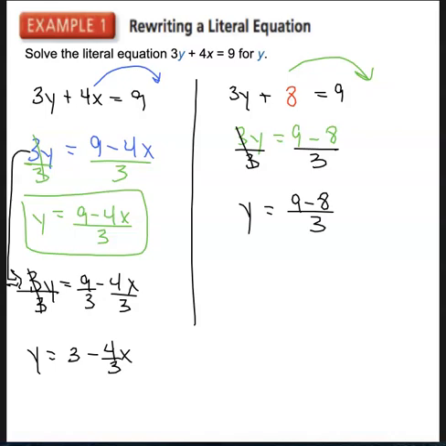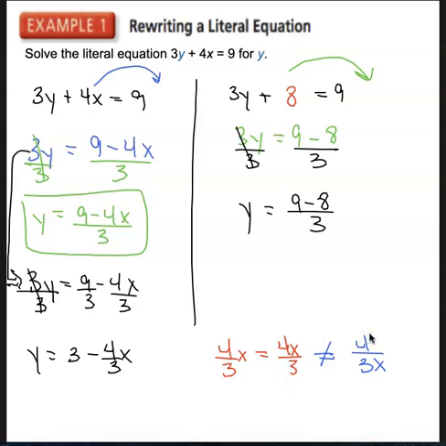Now, I will accept 4 over 3 with the x in the middle. I will accept 4x over 3. I will not accept, and if it looks like this when you write it, it is wrong. That x on the bottom, the x in the denominator, is incorrect. Okay, so if I take 4 and divide by 3, and then I multiply by x, good. I take 4 and multiply by x, and then divide by 3, good. You will get the same answer.